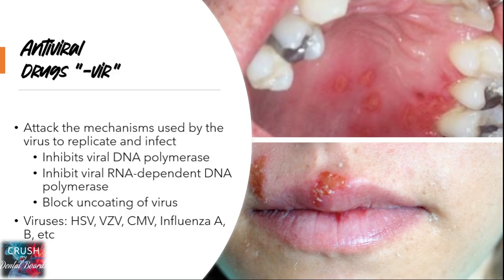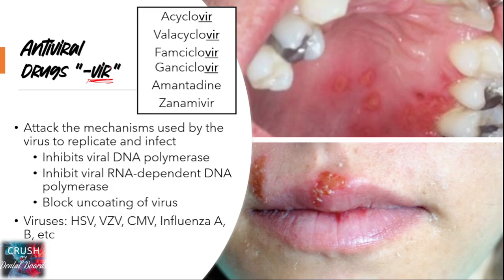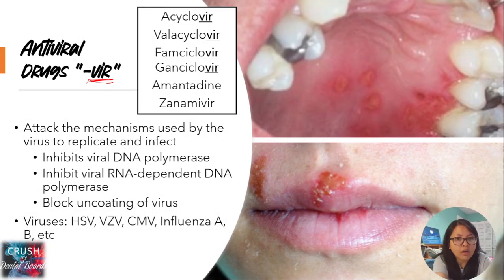Now we move on to antiviral. Antiviral drugs would usually end in vir. Okay, examples of which are your acyclovir, valacyclovir, famciclovir, ganciclovir, well, except for amantadine, and your zanamivir. Now, antiviral drugs would usually attack the mechanisms used by the virus to replicate and infect. So, examples of which would be these antiviral drugs would inhibit viral DNA polymerase. It would inhibit viral RNA-dependent DNA polymerase. They can also block the uncoating of your virus.